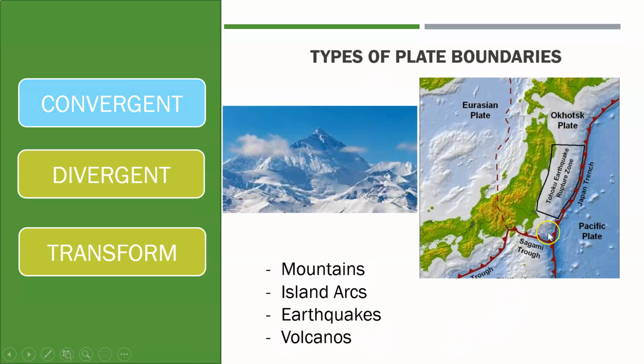So example of this would be the Himalayan mountains, and also we see here that Japan, an island arc right here, is converging between these different plates here. It's in the middle of a couple different plates.